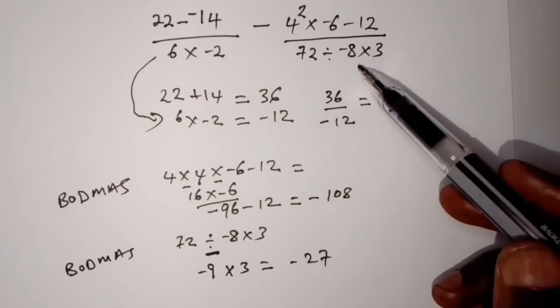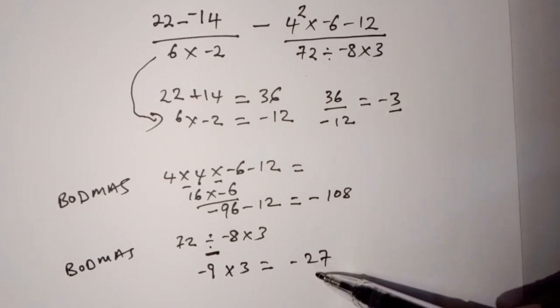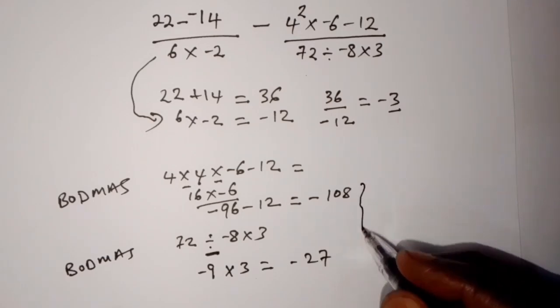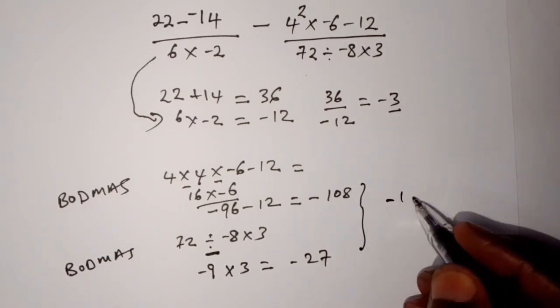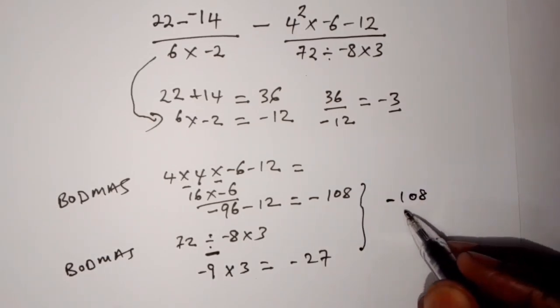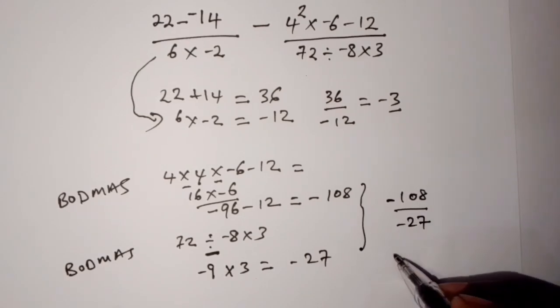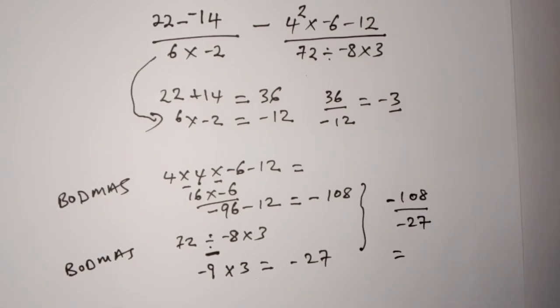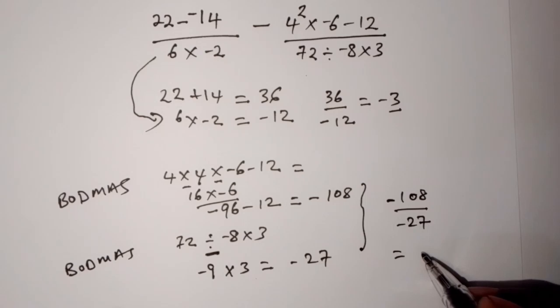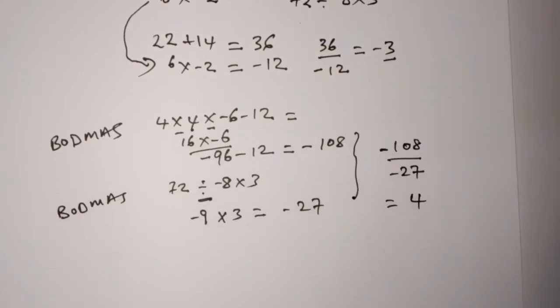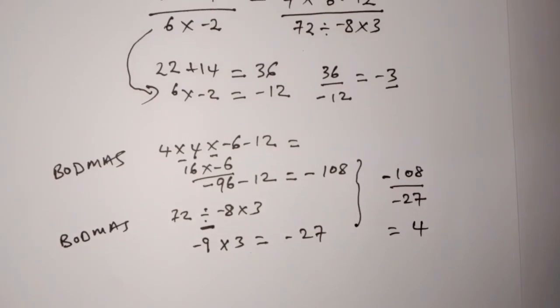The denominator is negative 27. So now we can say that this is giving us negative 108 over negative 27. When we divide negative 108 by negative 27, we end up getting positive 4.